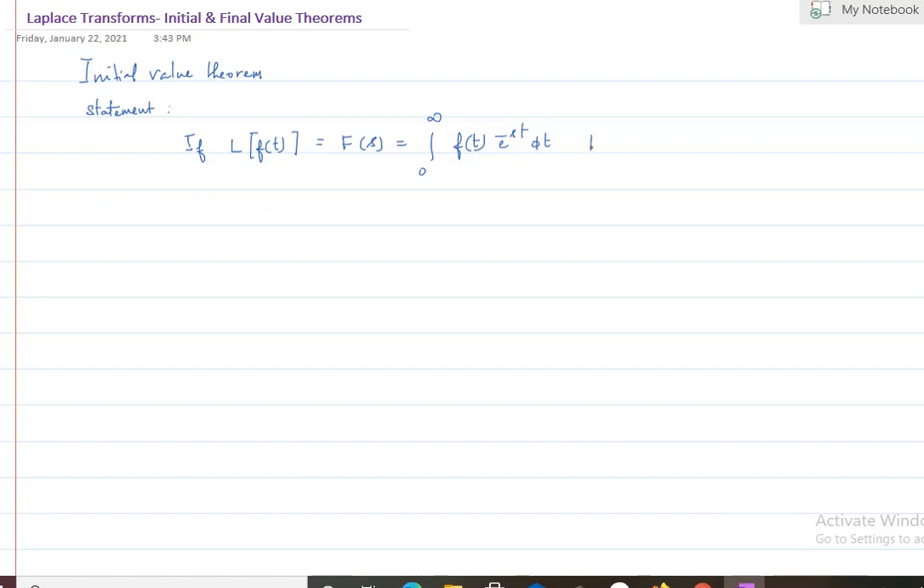Then limit t tends to 0 f of t is equal to limit s tends to infinity s into F of s. So this is the statement of initial value theorem. Now we will discuss how to prove this.